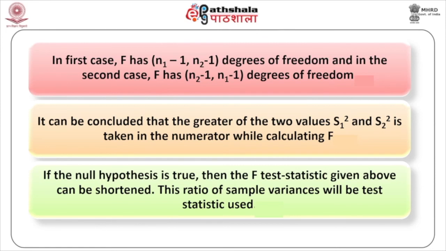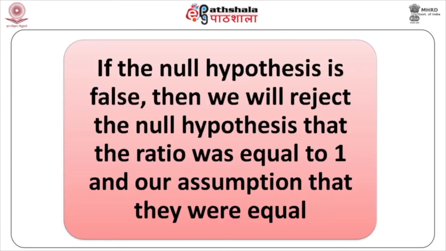It can be concluded that the greater of the two values, s1 squared and s2 squared, is taken in the numerator while calculating F. If the null hypothesis is true, then the F-test statistic given above can be shortened. This ratio of sample variances will be the test statistic used. If the null hypothesis is false, then we will reject the null hypothesis that the ratio was equal to 1 and our assumption that they were equal.